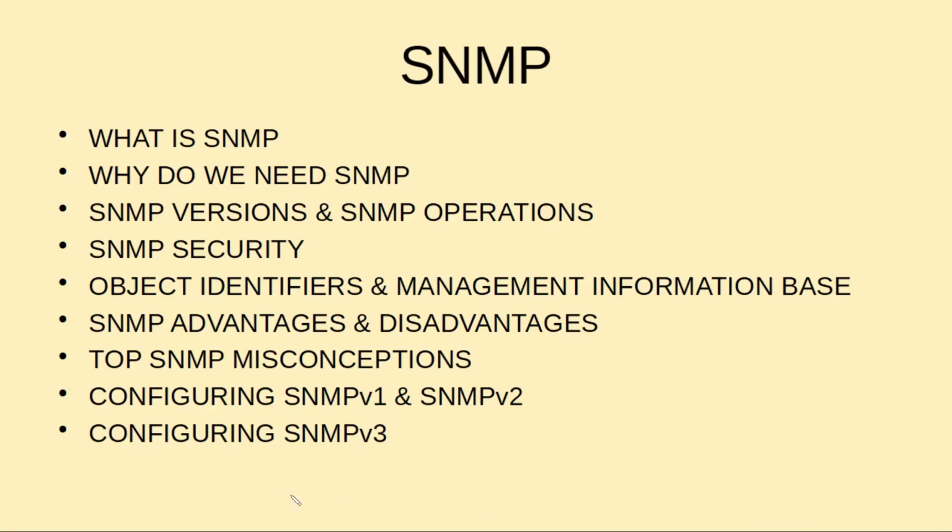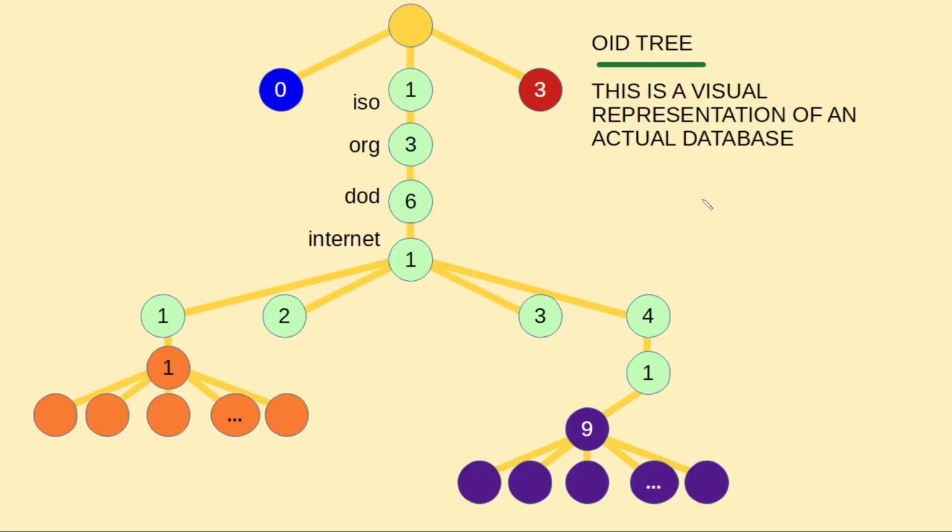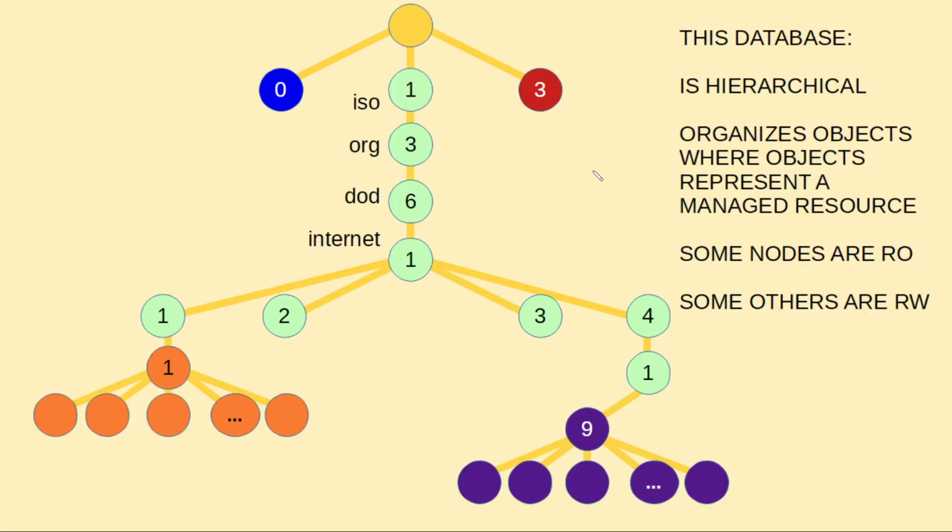Now we are going to talk about object IDs and management information base. Let's talk first about the object ID tree. This is a visual representation of an actual database where this database is hierarchical. We can have parent nodes that hold child nodes, and we have a root node where all other nodes come from. It organizes objects where objects represent managed resources.